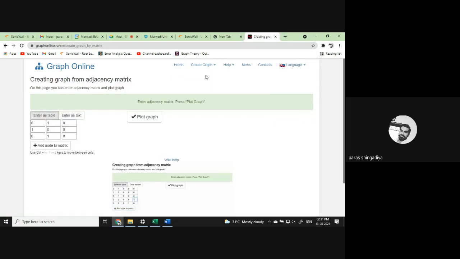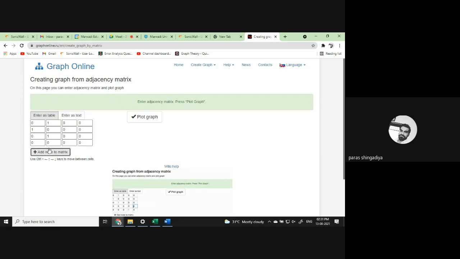Clear? So here it is always a square matrix, and in this a 3 by 3 matrix is given. Okay, 3 rows and 3 columns. If you have more rows and more columns, then you just click on add node to the vertex. It will convert to 4 by 4. Okay, and now enter the values as given in the example.